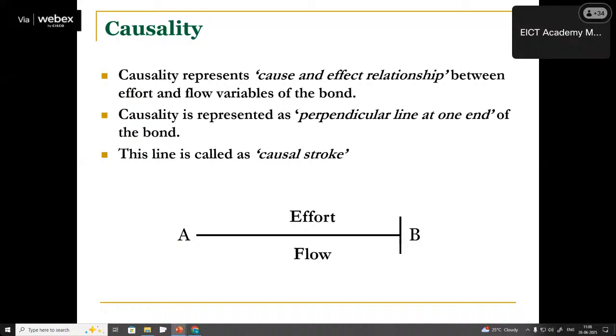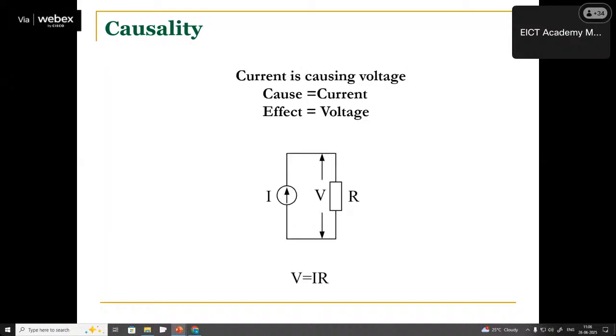Sir, can we define causality in terms of resistance as Ohm's law? See, I have taken this example as Ohm's law because we are most comfortable in the electrical domain. All of you will agree. So that's why I have taken this example. Nothing to do with Ohm's law. This is a general example. If R is linear, obviously Ohm's law will be followed.